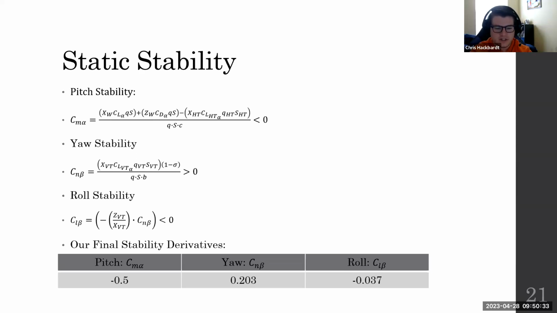So for pitch, CM alpha, we got -0.5. Yaw, CN beta, we got 0.2. And for roll, CL beta, we got -0.037. These are all within the stable range. The pitch and roll derivatives need to be negative, and the yaw needs to be positive to be stable. And that's what XFLR5 showed.